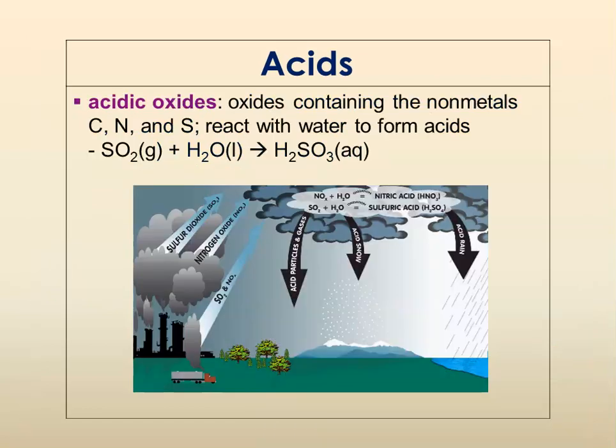into ions. We can also have acidic oxides, and those are oxides that contain the nonmetals carbon, nitrogen, and sulfur. In the presence of water, they can form acids, and so that's one of the big issues with some of the greenhouse gases, is that as those concentrations increase, they can combine with precipitation to produce strong acids or weak acids that then are going to change the pH of our soil and our water.